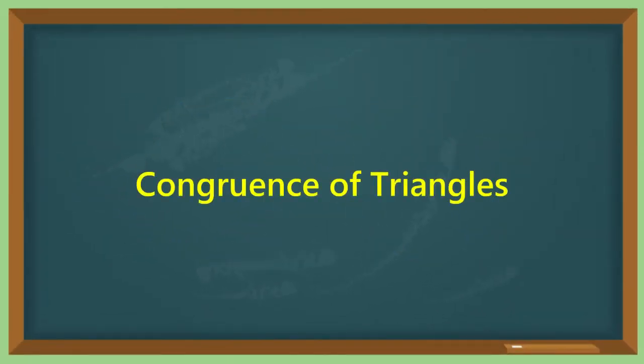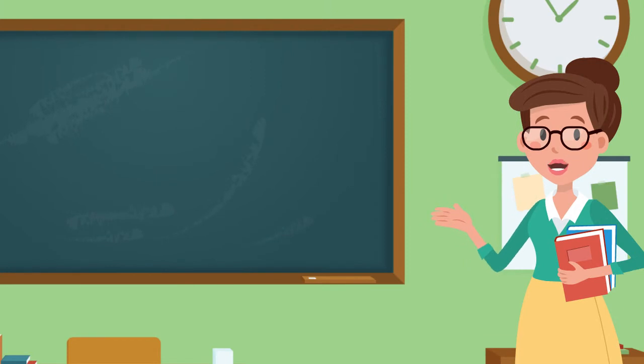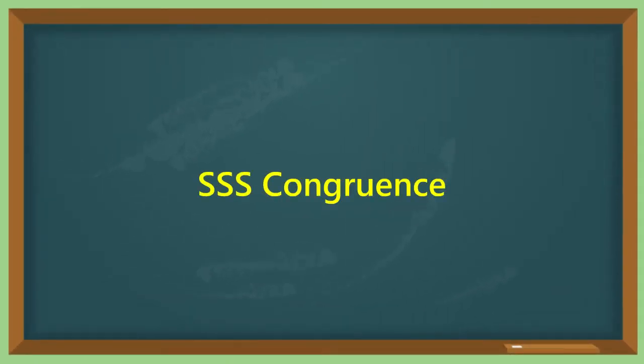Congruence of triangles. In congruence of triangles, the order in which the names of the triangles are written shows the order of the vertices in both the triangles. Thus, in congruence, the order is very essential. We will learn different congruency criteria. Let's start with SSS Congruence.